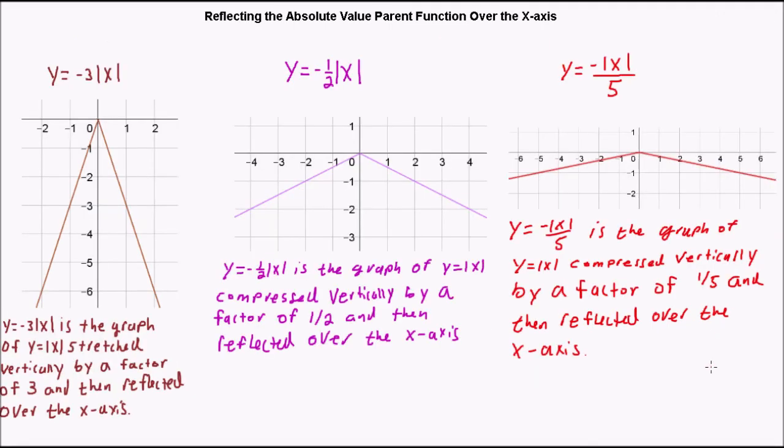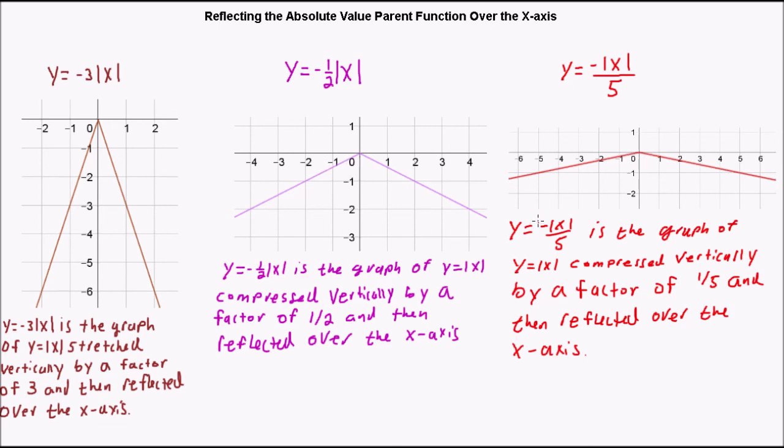Okay, welcome back. Here are the three graphs as promised. As you'll notice, y equals -3 absolute value of x is the graph of y equals absolute value of x stretched vertically by a factor of 3 and then reflected over the x-axis. The slope of the right-hand branch is -3 and the slope of the left-hand branch is +3. Y equals -1/2 absolute value of x is the graph of y equals absolute value of x compressed vertically by a factor of 1/2 and then reflected over the x-axis. The slope of the right-hand branch is -1/2. The slope of the left-hand branch is, of course, 1/2.